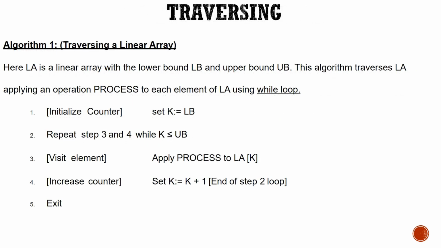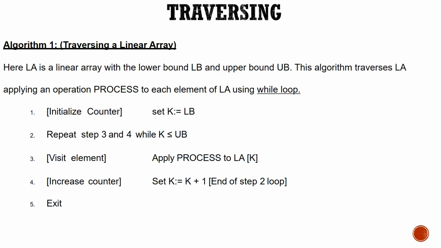Let us consider an example algorithm for traversing the array using the while loop. In this algorithm, we are using three different variables. LA stands for the name of the array, which stands for linear array. LB stands for the lower bound of the array. UB stands for the upper bound of the array. Lower bound means your starting index in the array, and UB means the last element in the array has the index UB. Process is an operation which will be performed on the element of the array.